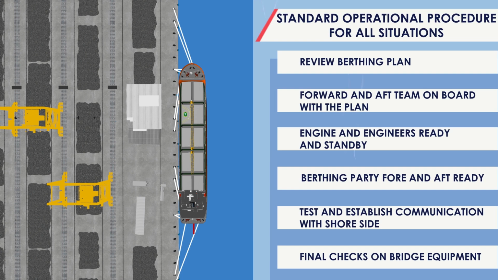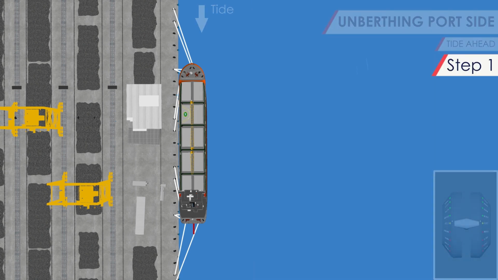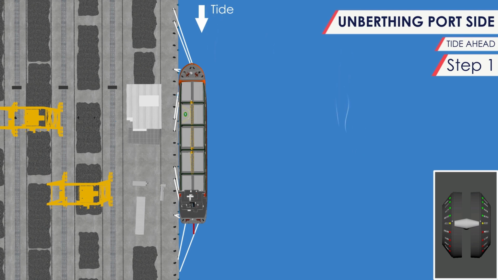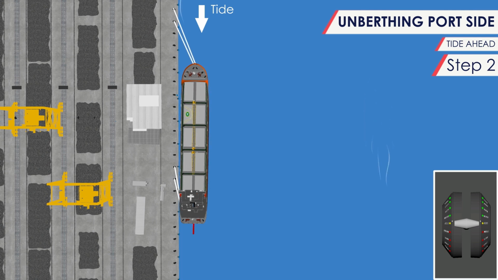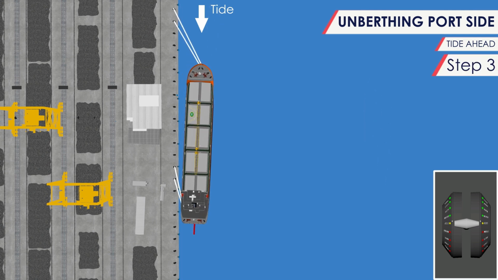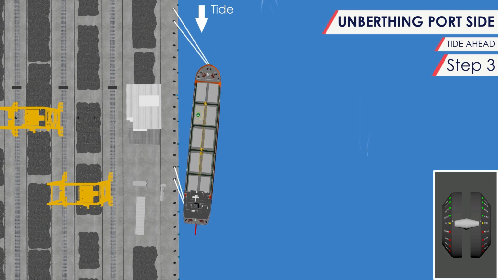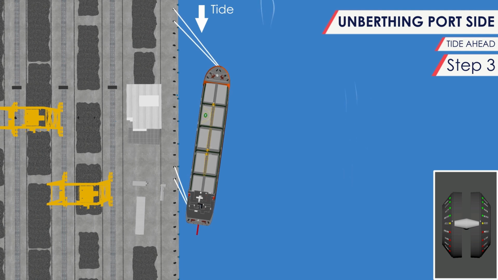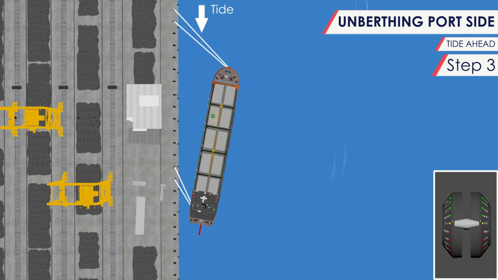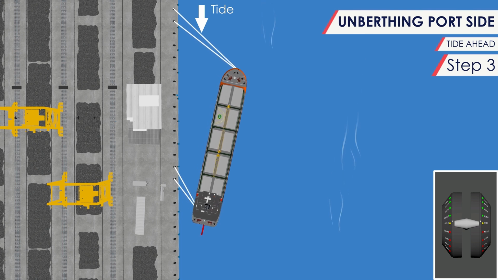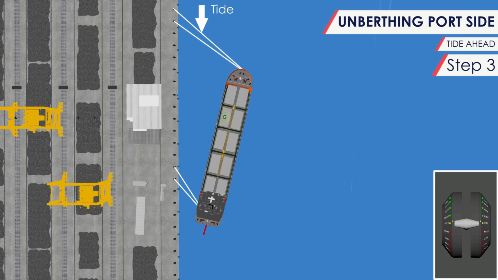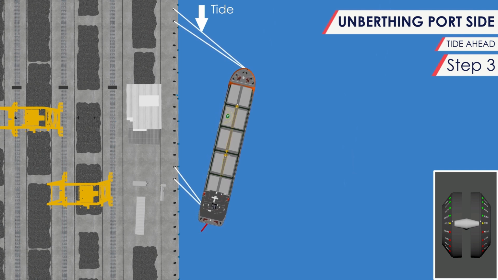So initially, go through your 6 standard operational procedures, and then step 1, I will single up to a headline and an aft spring. Step 2, I will initially keep the aft spring line tight and slacken the headline. Step 3, the tidal stream effect will pivot the vessel about the spring and cause the bow to move off the berth. The weight of the water moving between the berth and the ship's side pushes the stern a little away from the dock.